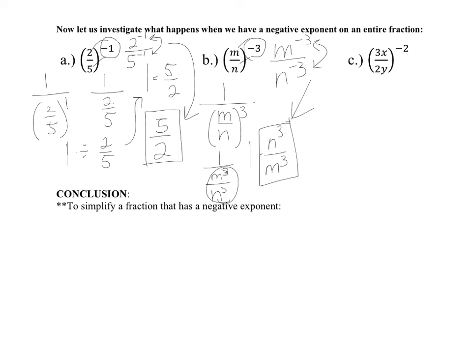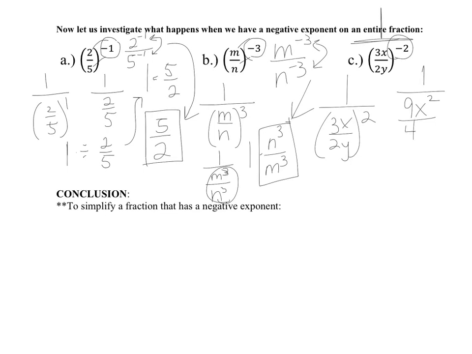So let's say here, this is a negative exponent, so I've got to do 1 over that entire thing, right? So it's going to be 1 over the 3x over 2y to the positive 2nd power. Well, before I do anything, I have to square everything in there. So that's going to give me 1 over 9x squared over 4y squared.